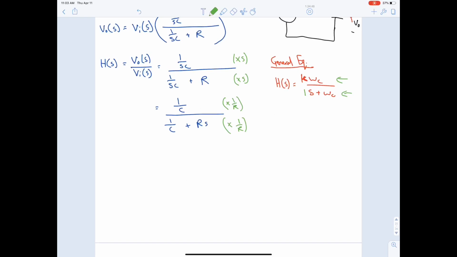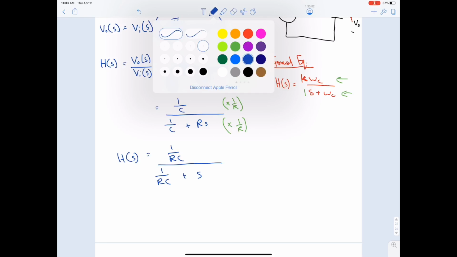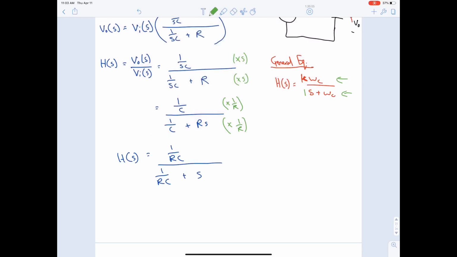Okay, this will result in 1 over RC divided by 1 over RC plus S. This is the final transfer function for the low pass RC circuit. Okay, now how do you know that our answer is correct?